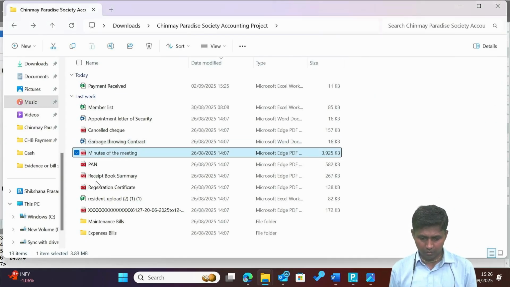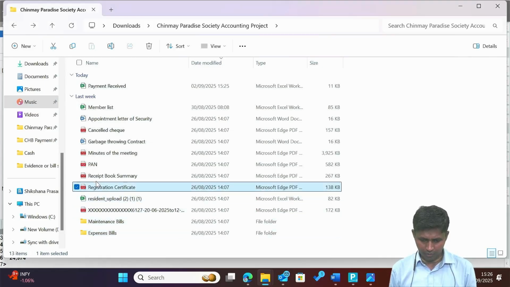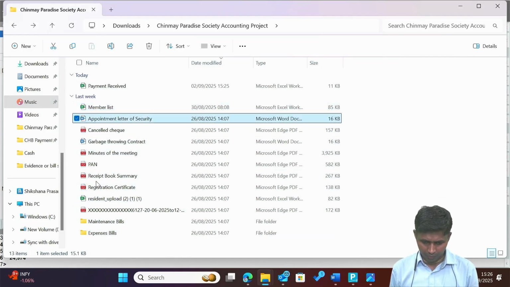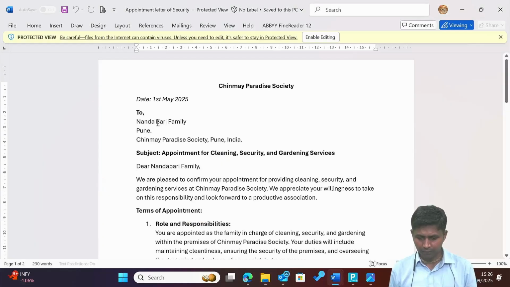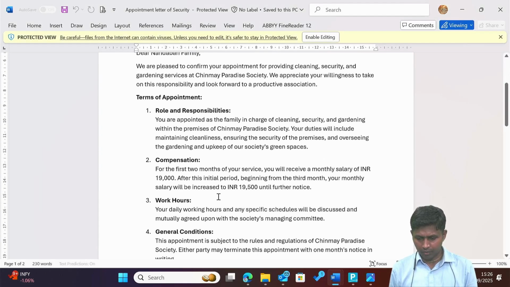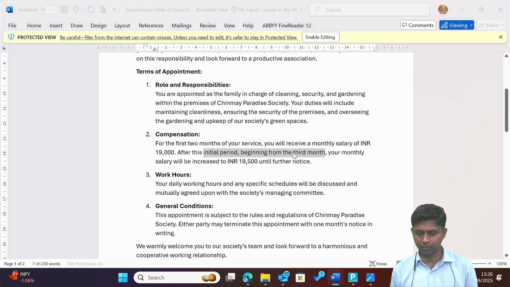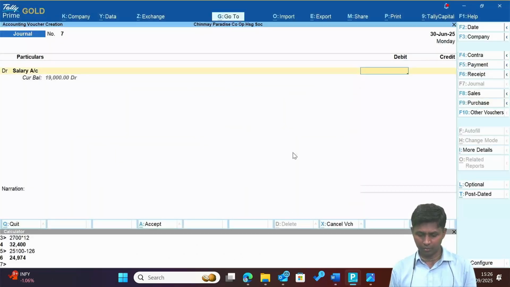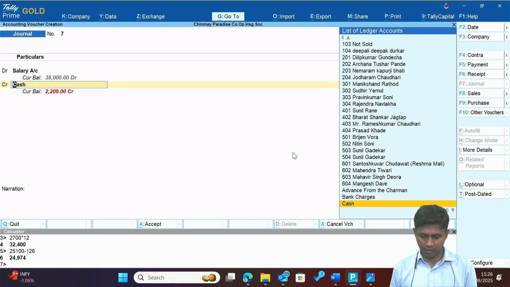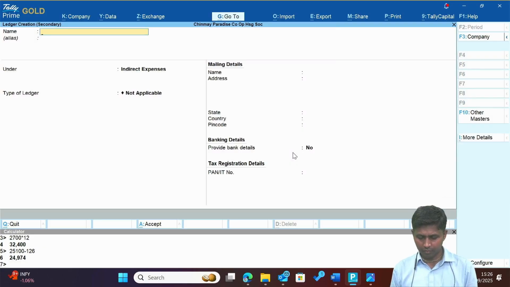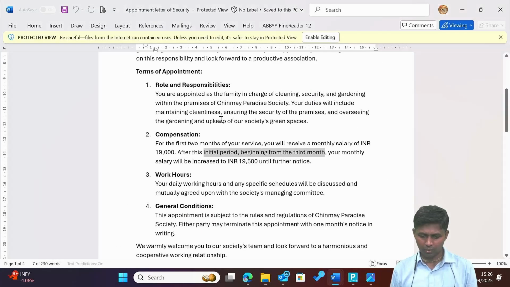You can check the contract of the security appointment letter. Yes. In the contract they have written salary of 19,000 for the first two months, May and June, 19,000. That means June 19,000. That is correct. Say 19,000, and then you'll find this party frequently. Therefore, create the ledger.